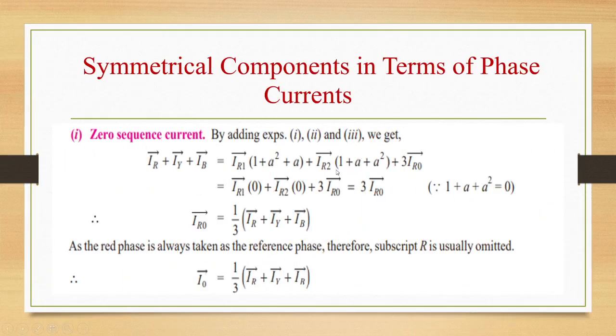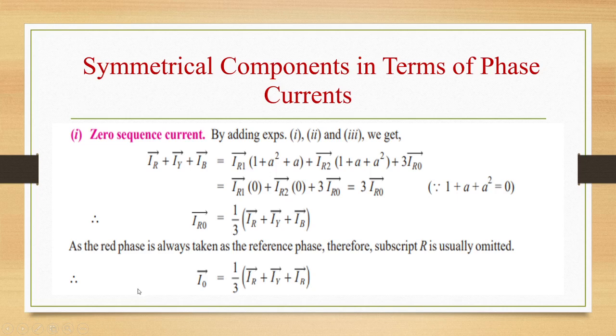So zero sequence current: by adding these three expressions we can find the value of IR plus IY plus IB as IR1 into (1 plus A square plus A) plus IR2 into (1 plus A plus A square) plus 3 IR0. 1 plus A square plus A is equal to 0, from the properties of operator A. So these two terms become 0 and the remaining term is only 3 IR0. So now IR0 will become 1 by 3 times (IR plus IY plus IB).